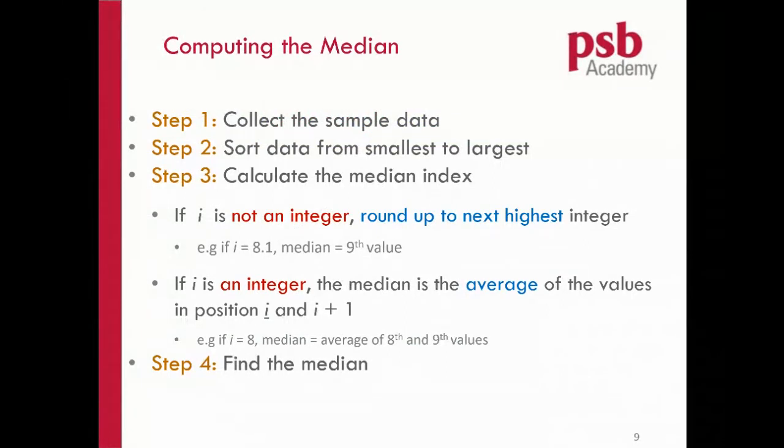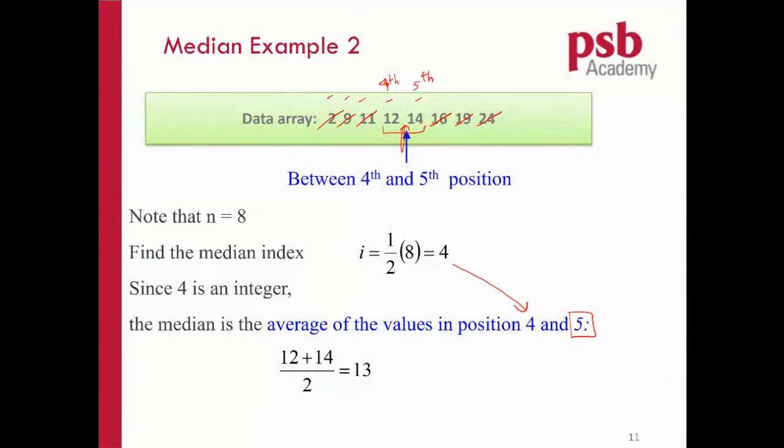If it's not an integer, integer means whole number, round up to the next higher integer. Just regard the highest. Then if it's an integer, a whole number, you have to get the average of the one you've gotten and plus 1. If you get 4, then you need to take the fourth and the fifth to find the average. This is how you work out the median.